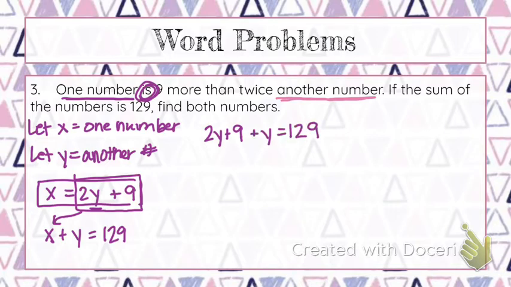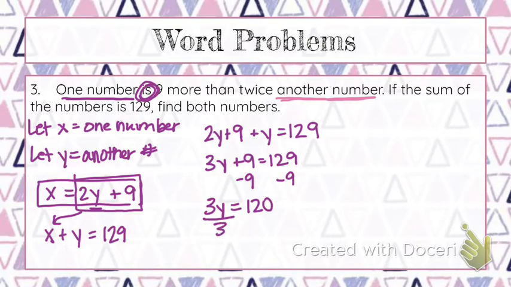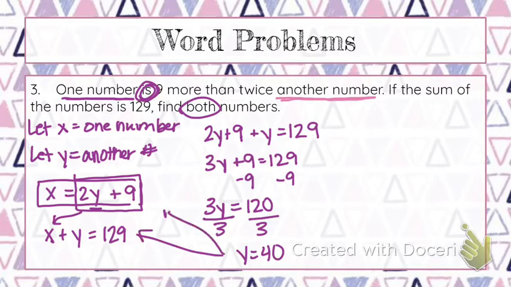And then we're going to combine like terms, so we get 3y plus 9 equals 129. Subtract 9 from both sides. 3y equals 120. Divide by 3, and y equals 40. But we're not done because it asked us to find both numbers. So if y equals 40, we can plug that into either one of these equations and solve for x.